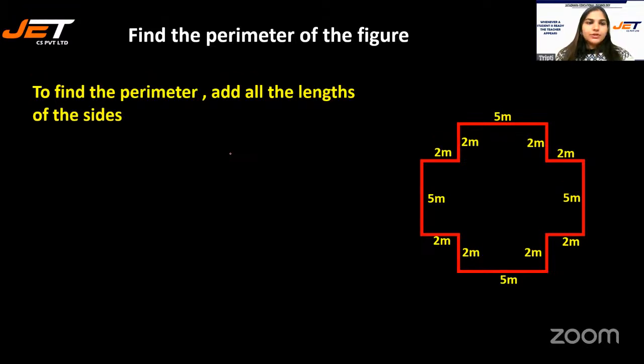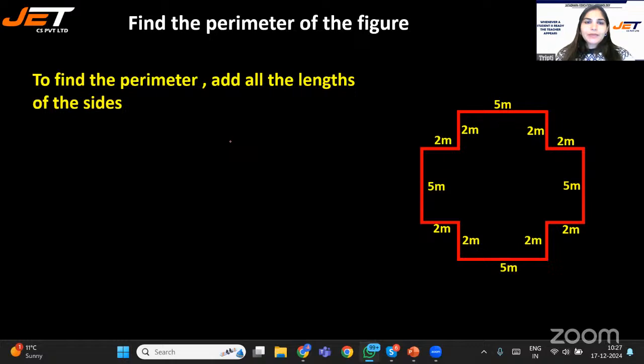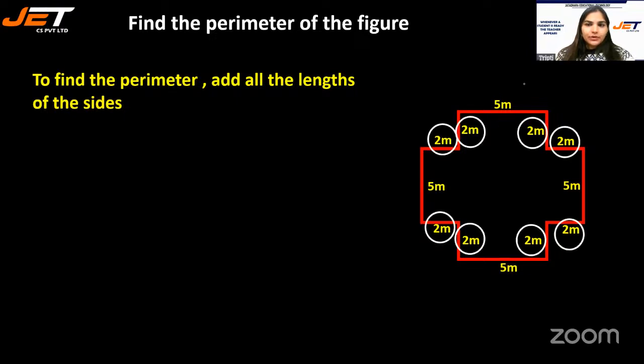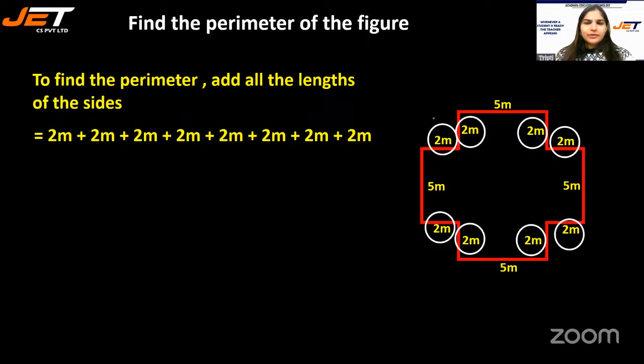Okay, so here to find the perimeter, as you know, perimeter is the sum of all sides. We will add all the sides. How will we add all the sides? Over here, look, first we will add all the 2 meters. Either you can add one by one, or you can just take the similar ones. 2 plus 2 plus 2 plus 2 plus 2 plus 2 plus 2 plus 2. How many times? So these are 8 times, right? Yeah, 1, 2, 3, 4, 5, 6, 7, 8.